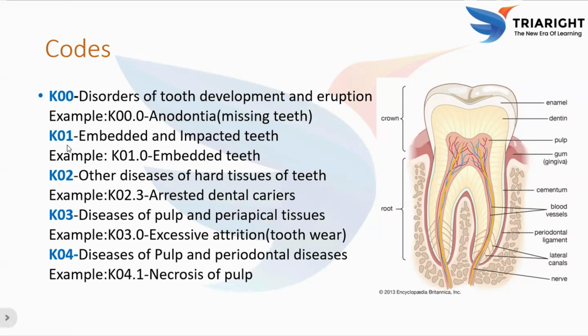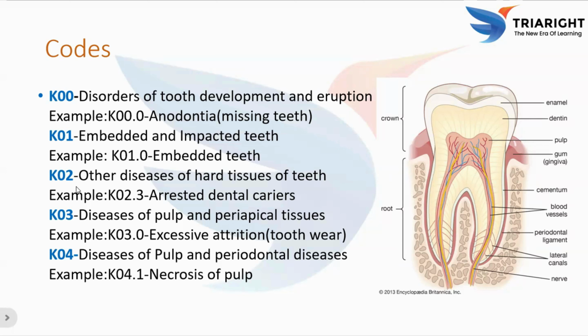This range of codes, K01, is used when the tooth fails to erupt normally and it is trapped within the bone or gum tissue. So K01.0 is embedded teeth. When a record is assigned for this embedded teeth disease, K01.0 should be given as the code, right?